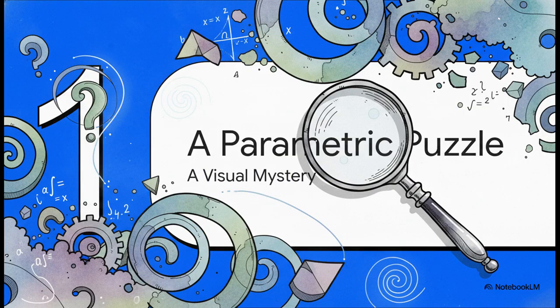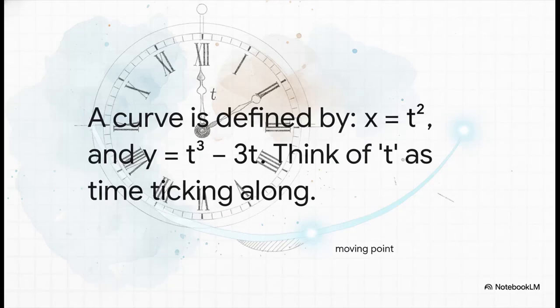So we're going to start this whole thing off not with some dry formula, but with a puzzle, a visual mystery really, in the shape of this very peculiar curve. And our mission, if you choose to accept it, is to use our calculus toolkit to figure out exactly what's going on here. All right, here are the culprits. These are the parametric equations that are drawing our curve. Now, the best way to think about t is as time. So as time ticks along, a point is moving, and it's tracing out this path. Its x-coordinate is just t squared, and its y-coordinate is t cubed minus 3t.